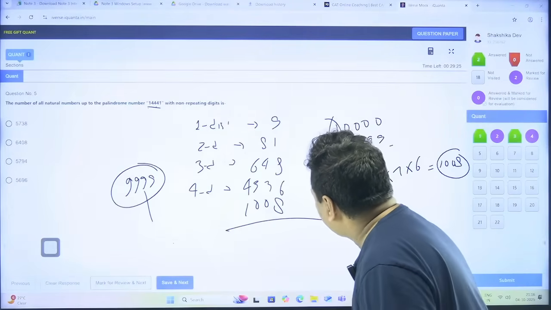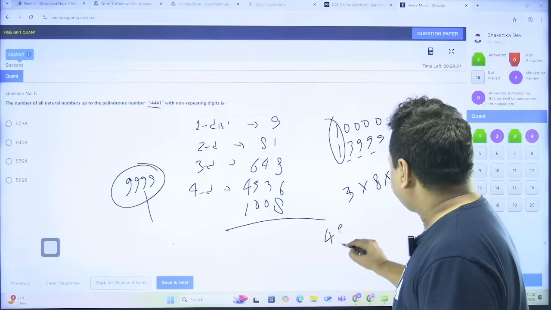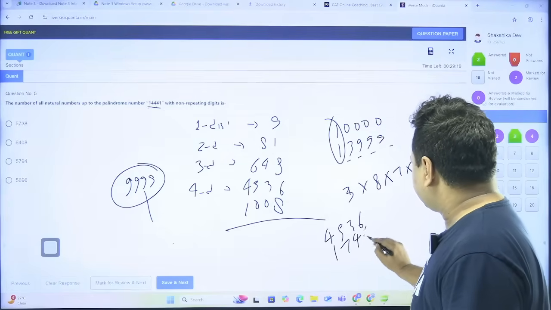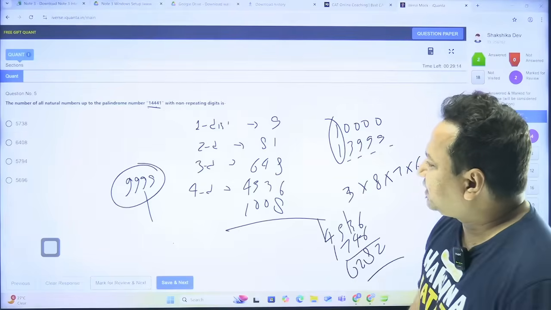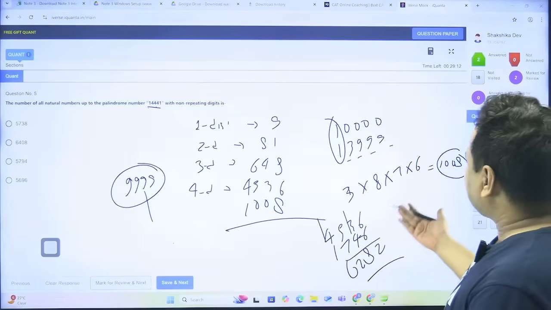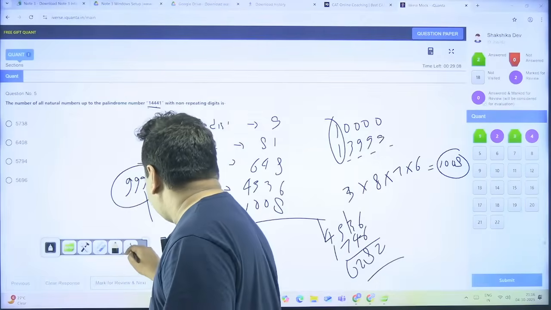1746, 1746, 4536, 1746. 216, 282 has already come. The option has to be bigger than this because I'm still left with 14,000. Which is bigger? This one is bigger than this. B. I'm going to mark B and move ahead.